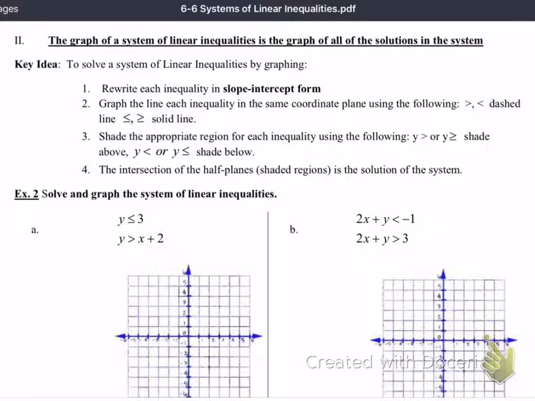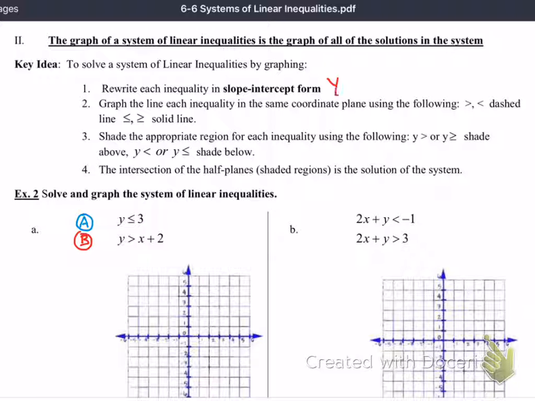Take a few minutes and pause for a sec. The key idea here is we're solving by graphing, so read through the procedures 1, 2, 3, and 4, and then we'll jump straight into examples 2A and B. According to the steps, number 1, we have to make sure that each linear inequality is in slope-intercept form. If we look at line A and line B, they are in slope-intercept form, so that's pretty good.